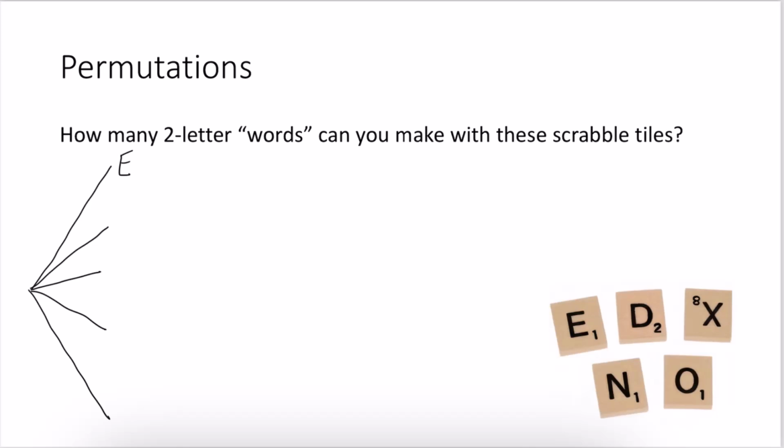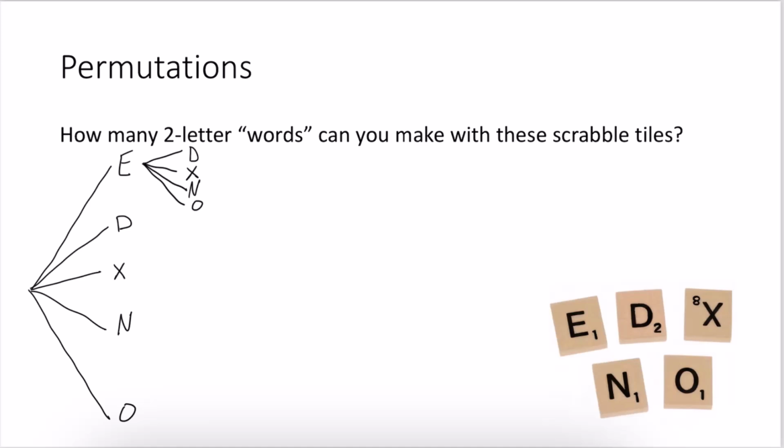We could choose the letter E, the letter D, the letter X, the letter N, or the letter O. Now, the thing that's different about permutations compared to what we did last class is that your first choice impacts your second choice. Because if I choose the letter E from this group of Scrabble tiles, I can't choose the letter E again because I don't have 2 E's in my set of Scrabble tiles. And so that means that my second choice only has 4 options because I could choose the letter D, the letter X, the letter N, or the letter O. So I only have 4 options branching off of the letter E.